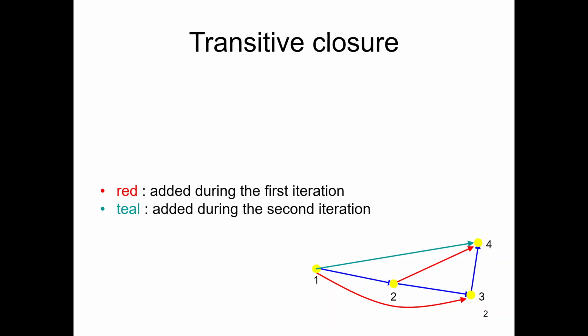And now with these new edges, 1 to 3 is a new edge, and 3 to 4. Or if you consider 1 to 2, which was the original edge, and 2 to 4 is a new edge. So the red ones are the result of the first iteration. And when we consider the original edges in blue and the edges added in the first iteration in red, we get this new edge (1, 4) which was added during the second iteration.